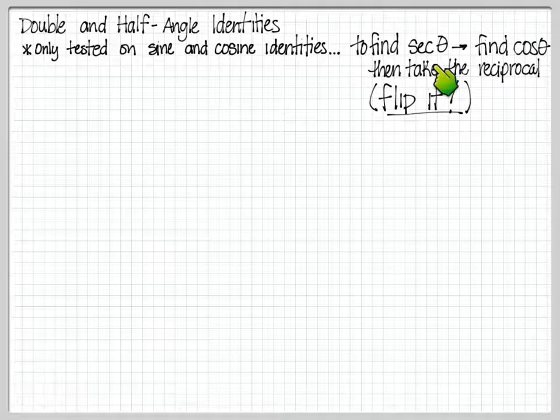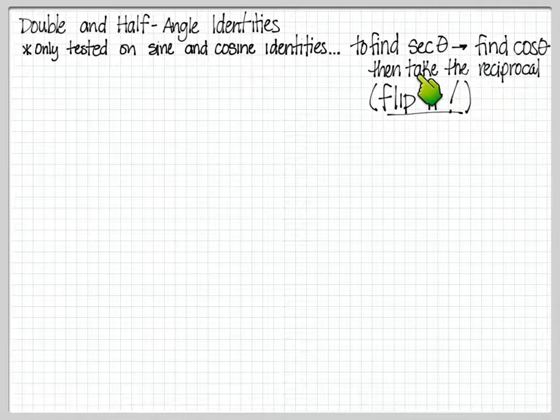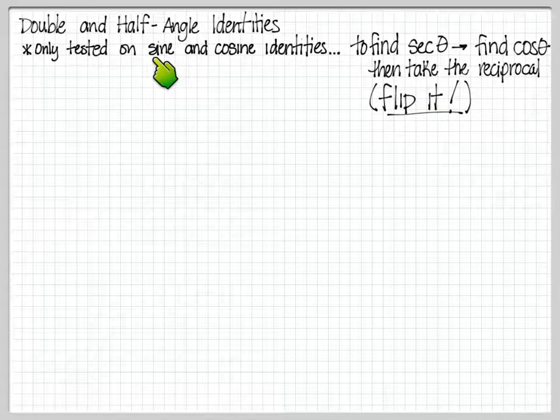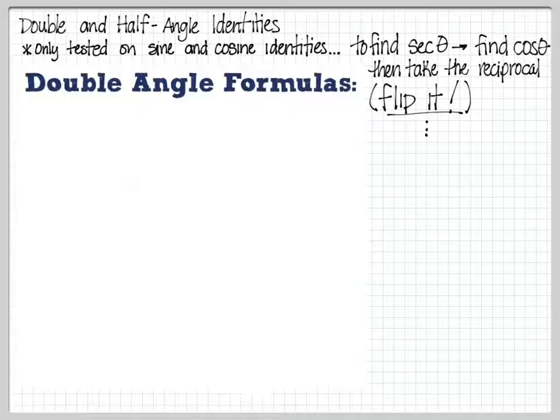Just remember to find things like secant, you would do cosine and take the reciprocal of it. If it was to find the cosecant, then you would find the sine and then take the reciprocal of that. And if you needed to find cotangent, you would do tangent and find the reciprocal of that. Which of course means to just flip it.